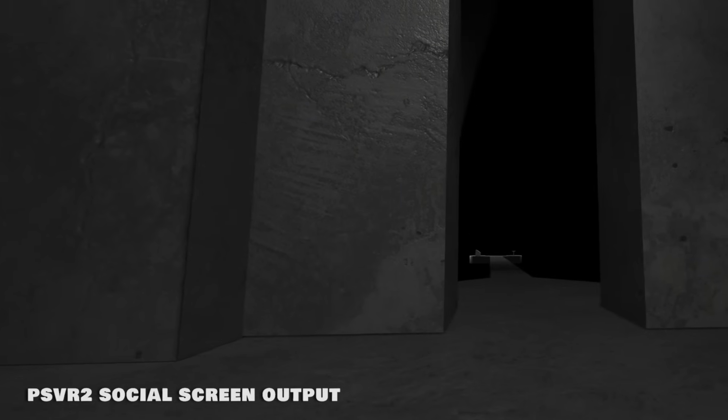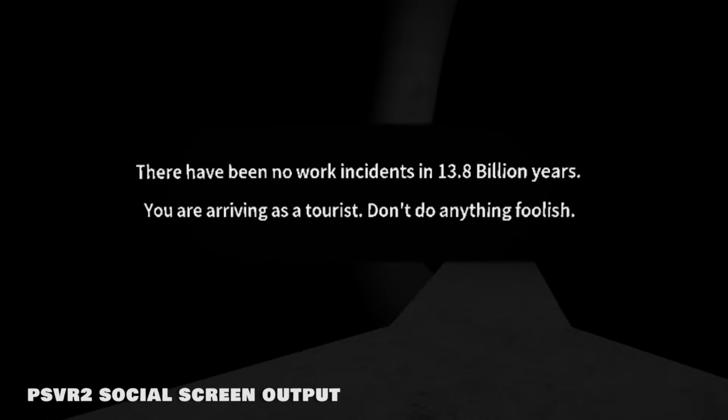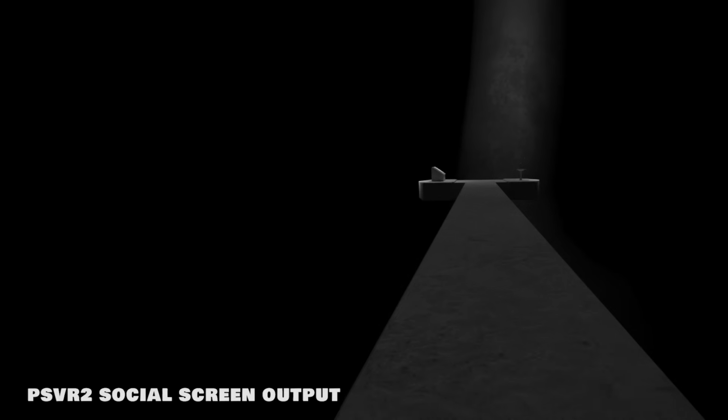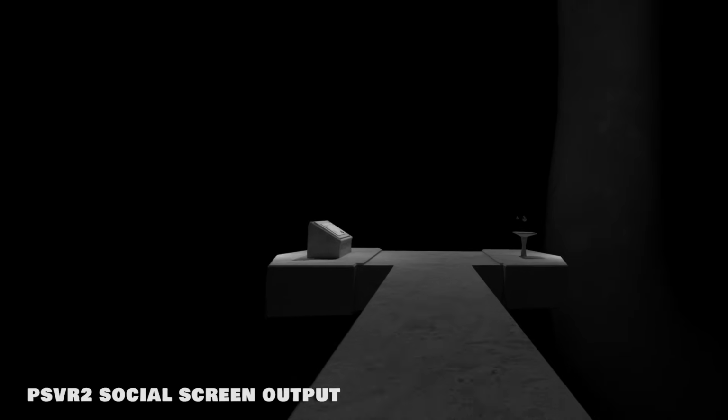The utility room starts off telling you that you're going behind the scenes of the universe, the place that keeps our existence stable, and that there hasn't been a work incident in 13.8 billion years, reminding you not to do anything foolish. Using this language feels, I don't know, funny, I guess. Talking about the universe as if it's some kind of factory that adheres to some OSHA guidelines feels straight out of a Douglas Adams book.